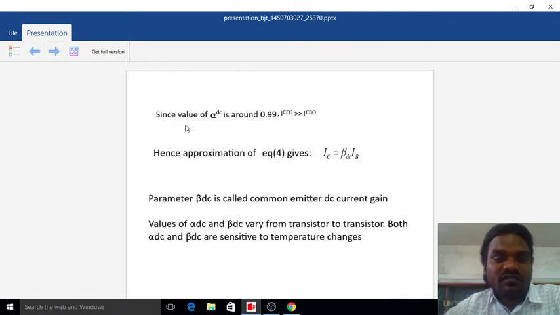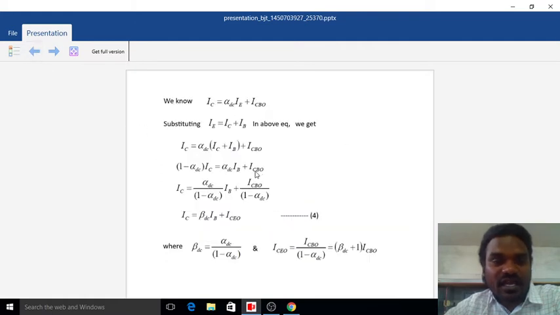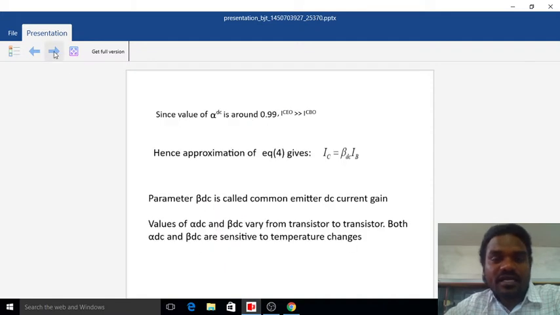We know that the alpha DC value is almost 1, it is 0.99. If we go with the approximation of alpha DC equals 1, I can directly write this equation as: ICBO is very small and can be negligible, so that IC is equal to alpha DC into IE only. By neglecting ICBO, the reverse saturation current, we can have IC equal to beta DC into IB.